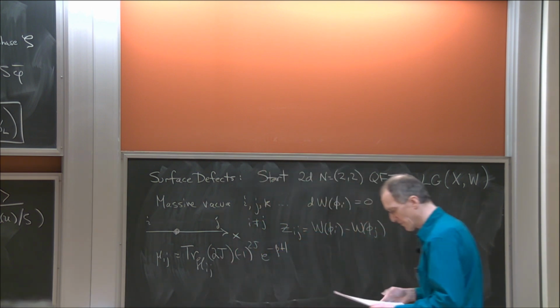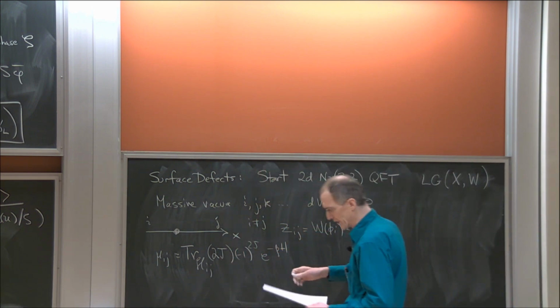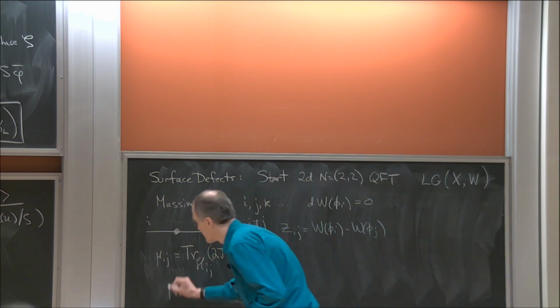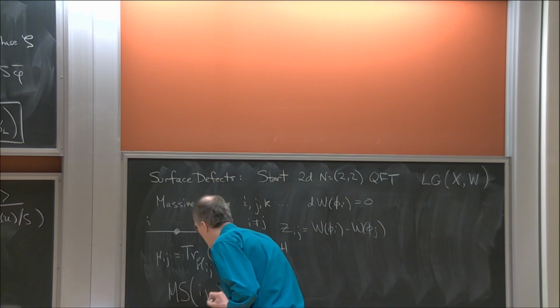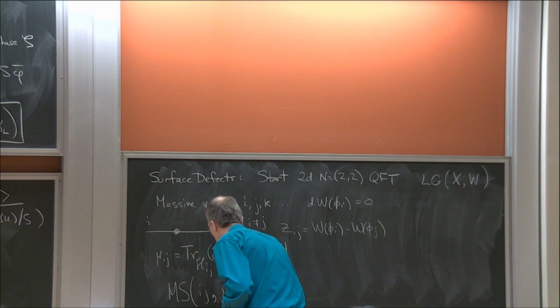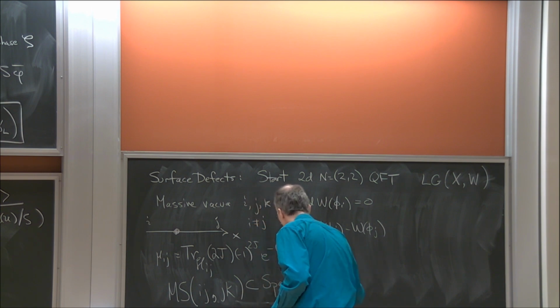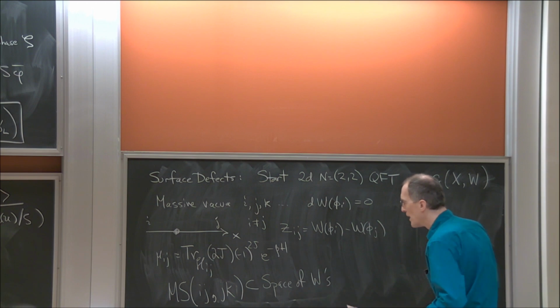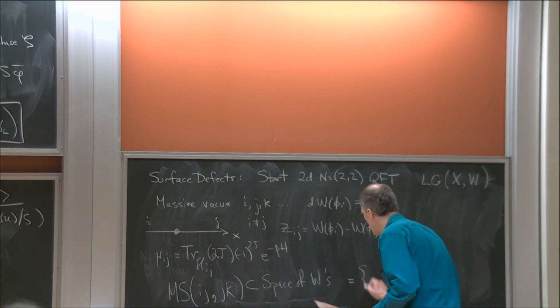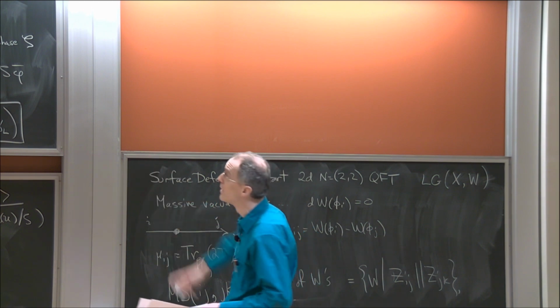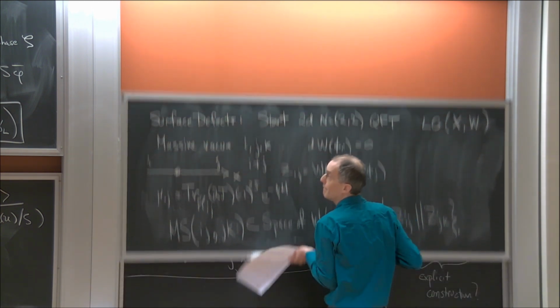And that's there for the center of mass. And so again, there's wall crossing, as discovered by the people I mentioned before. The walls of marginal stability are labeled by (ij, jk), inside, let's say, the space of W's, the space of parameters of the model. It would be equal to the space of superpotentials such that Z_ij is parallel to Z_jk. Very much like the definition of the wall of marginal stability up there.